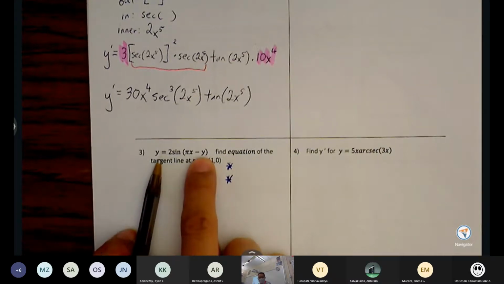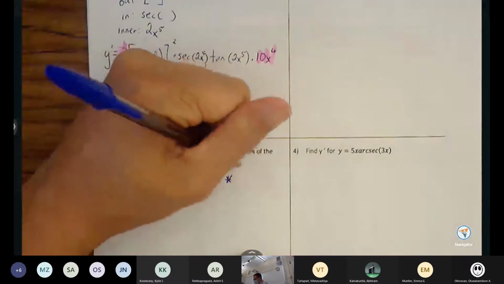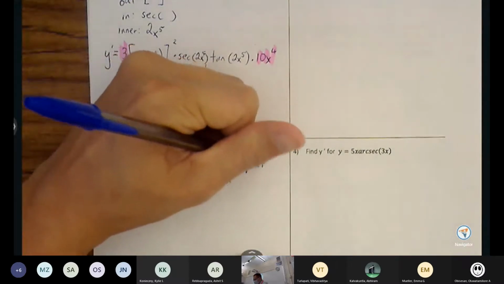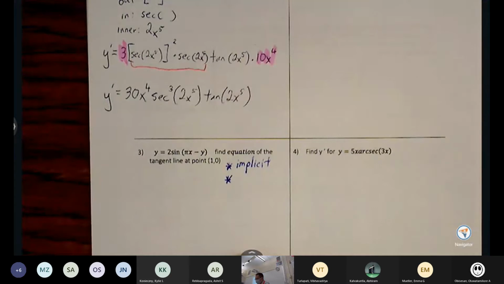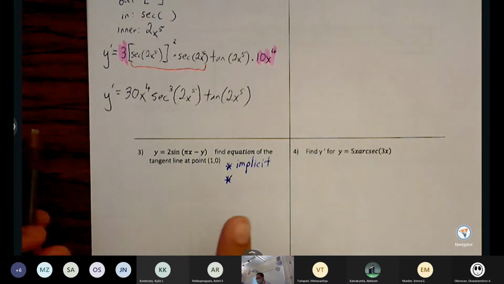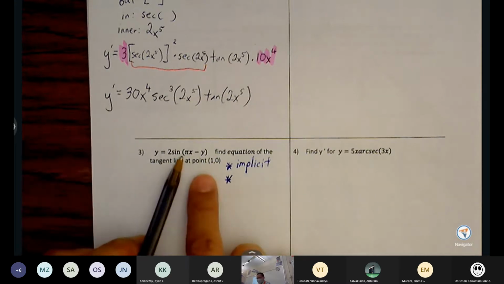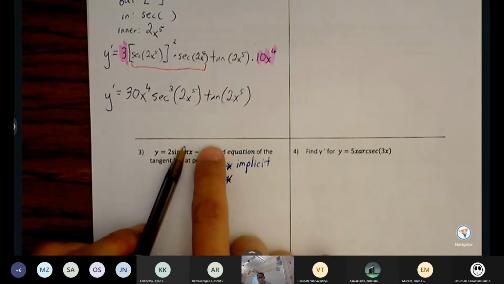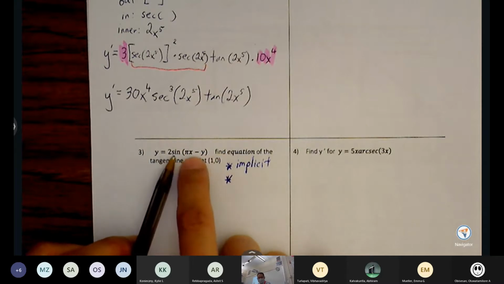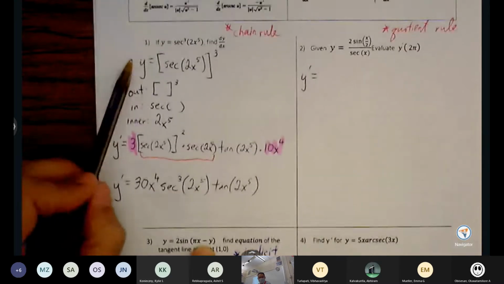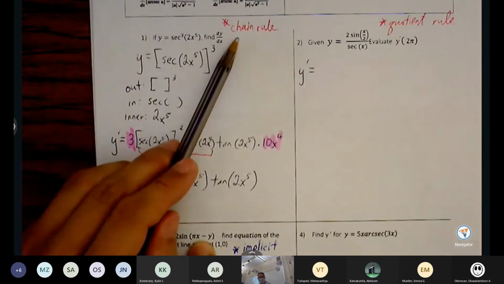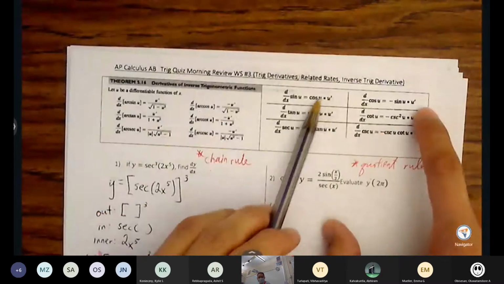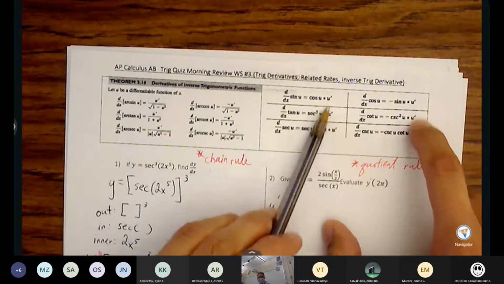Implicit. Yeah, we got multiple y's here, so definitely implicit. What else? And product? Okay, so not product rule. Now, if it was sine of x times pi x minus y, then that would be the case. But this is a function inside of sine. So it's not as extensive as number 1, but it's still a little bit of a chain rule. Basically, anytime we take care of a u prime is called chain rule.